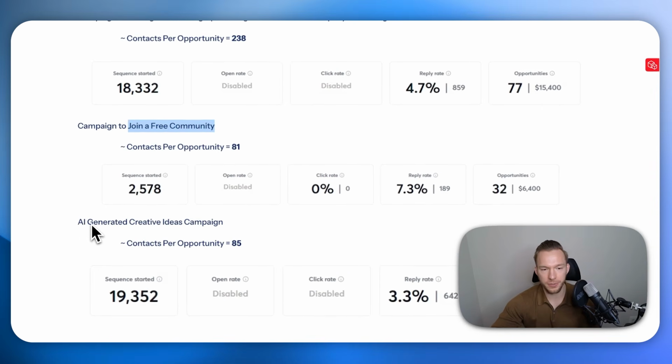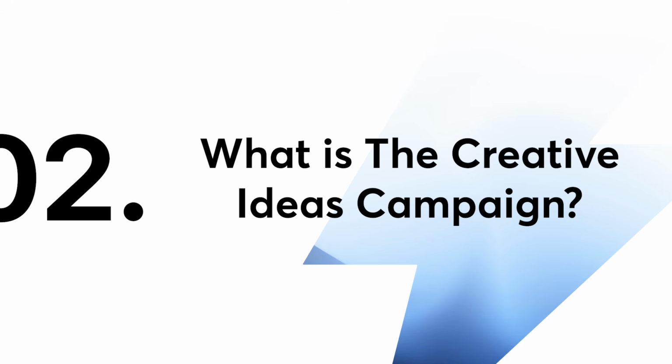What I love about the AI-generated Creative Ideas campaign that I'm going to show you is you can send it to any person in your market that you can find a valid email for, and you can pull their website content so that you can actually figure out who they are and who they sell to. So what is the Creative Ideas campaign?